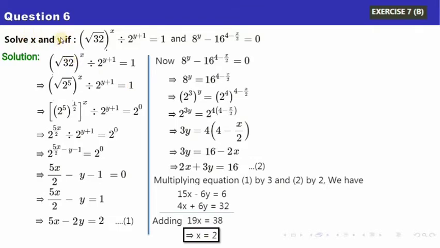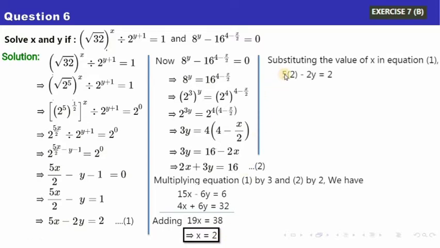Now we need to get the value of y. In order to do that, you can take either equation number 1 or equation number 2, and substitute the value of x to be 2. So here I am substituting the value of x in equation 1. In place of this x I am going to write 2. So 5x, that is 5 into 2, minus 2y is equal to 2. So that's what is there, isn't it?